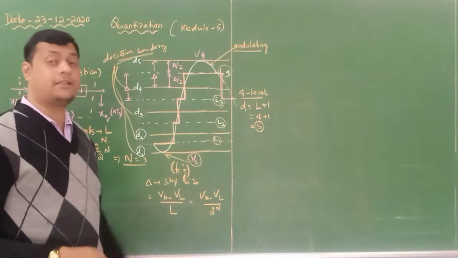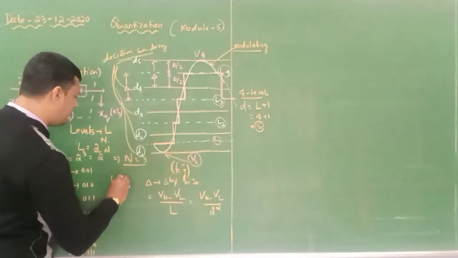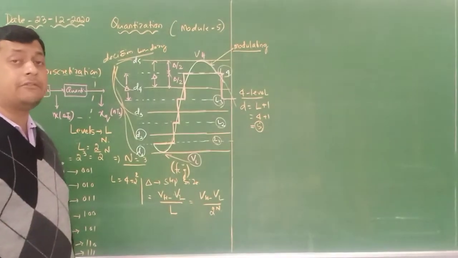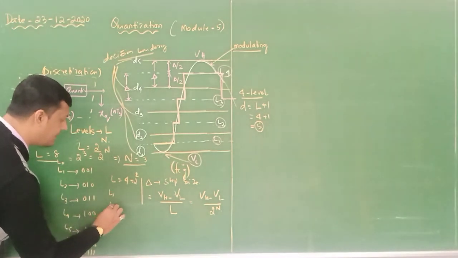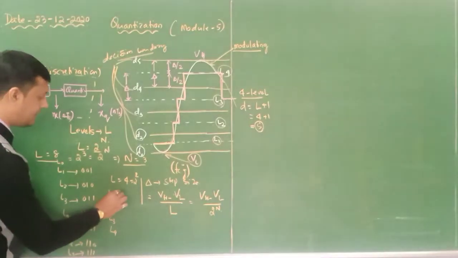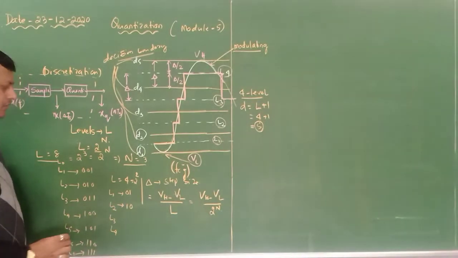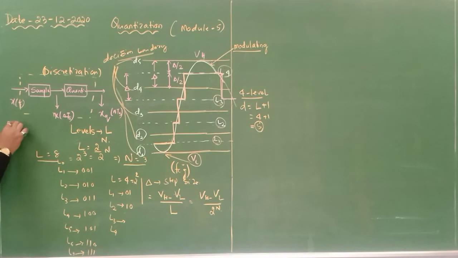In this case, how many levels? 4 levels. If the number of levels is 4, that means it is 2 to the power 2, so each level is assigned 2 binary bits. How will we represent them? L1, L2, L3, L4. If it is L1, I can write 0, 1. If it is L2, I can write 1, 0. Similarly L3 and L4 mean 4 possible combinations: 0 0, 0 1, 1 0, 1 1.